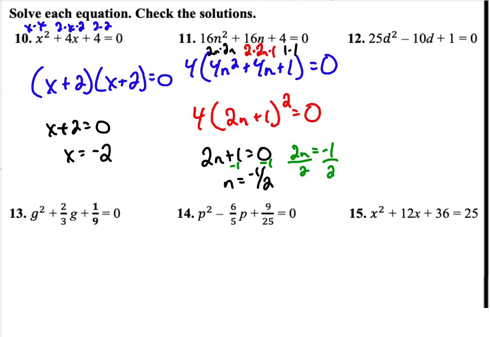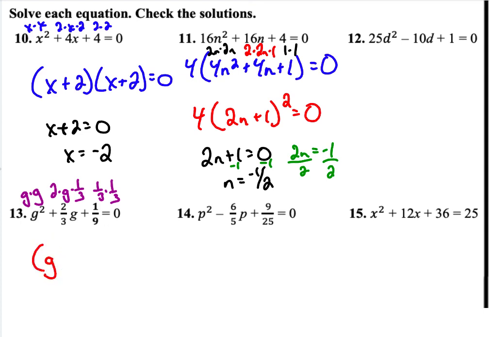All right, so I'm going to do one more of these for us. So take a look at number 13. So it's a trinomial, so let's see if our perfect square works. This one is g times g. 1/9 is really 1/3 times 1/3. So it is perfect squares in either end. In the middle, do I have 2 times g times 1/3? Yeah, that's 2/3. So this is going to be one of my perfect squares.